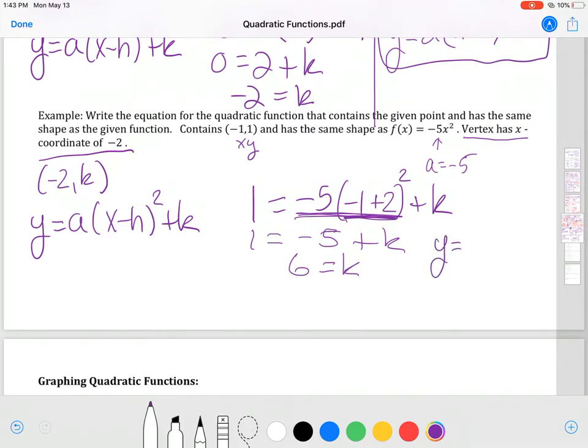So my final answer is going to be -5. That's my a. (x minus h), which is a minus minus, so it's a +2, plus 6.